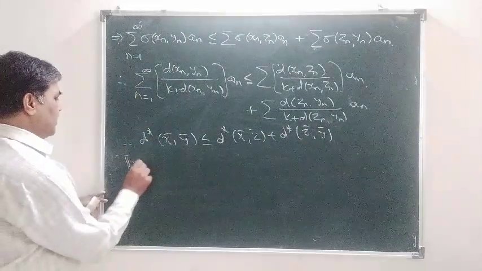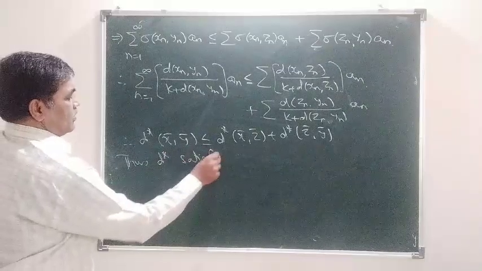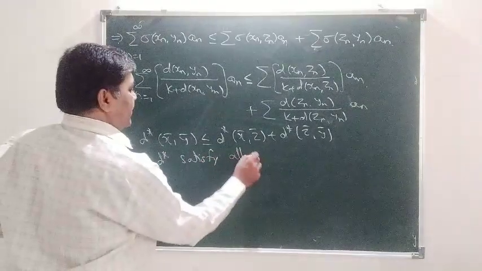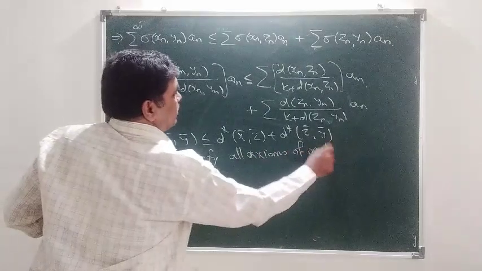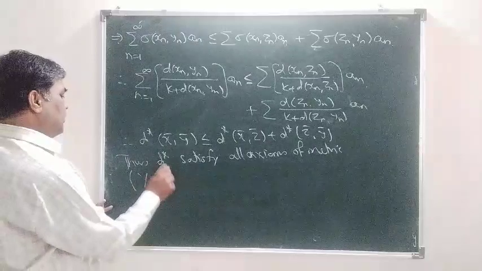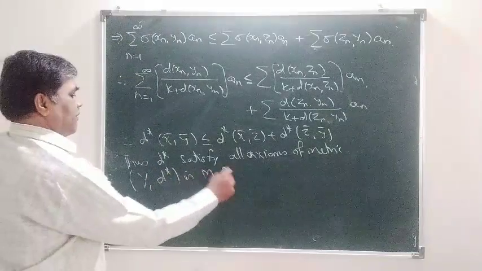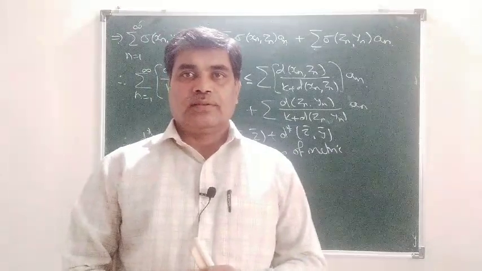Thus d star satisfies all axioms of metric, and therefore Y d star is a metric space. Y d star is metric space.